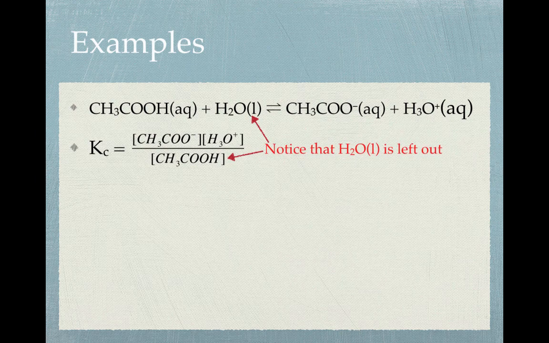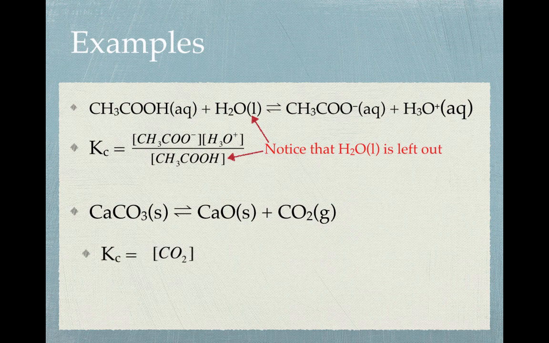So here we've got acetic acid in water dissociating into the acetate ion and hydronium ion. When we write the equilibrium constant expression, we just have products over reactants, but notice that we have left out the value for the concentration of water. The concentration of water is a constant. It's somewhere in the range of 55 molar, and so that's already worked into the value for Kc, and we can leave it out of the equilibrium constant expression.